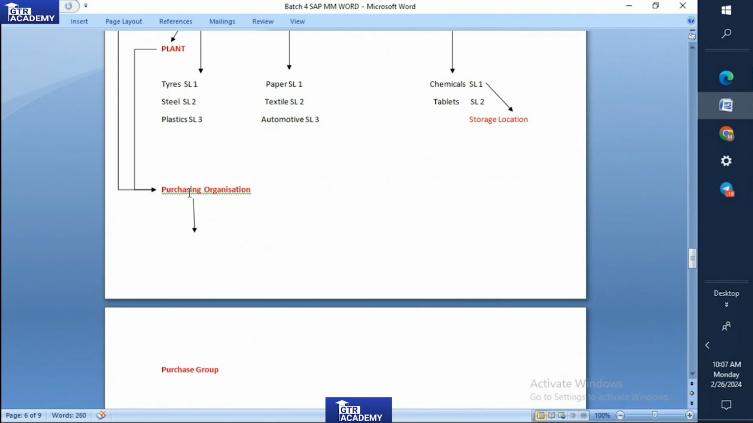Purchase organization means this one plant has a different account maintained by a different account about all the expenses, all the procurement, all the invoices.